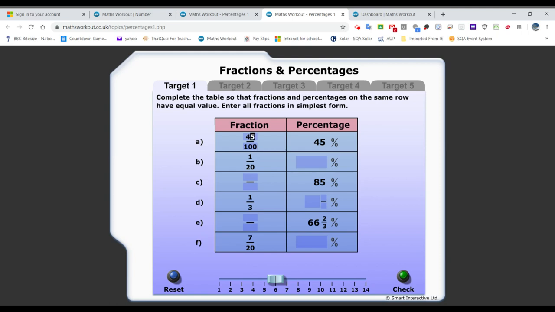5 goes into both. 5 into that goes 20. Okay, so you might want to do that while you're thinking. 1 over 20, what's it over 100? You times it by 5 and you'd get 5%.